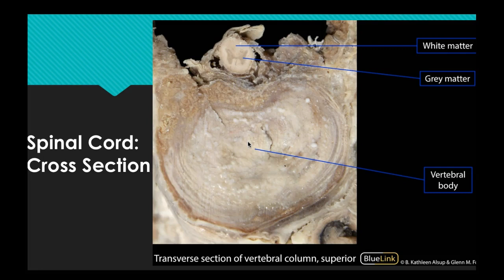Now, if we were to take that spinal cord and cut through so that we can have a cross section, in the transverse plane to be specific, we are able to see the white matter along the periphery and the gray matter internally. And here's the vertebral body.